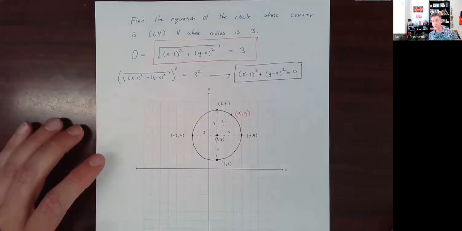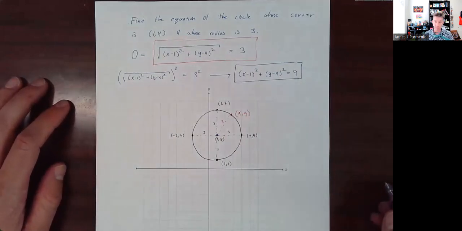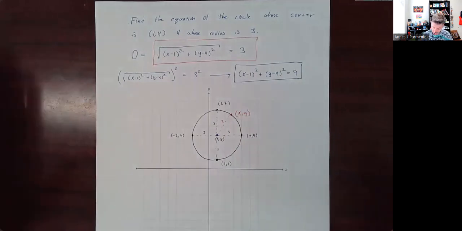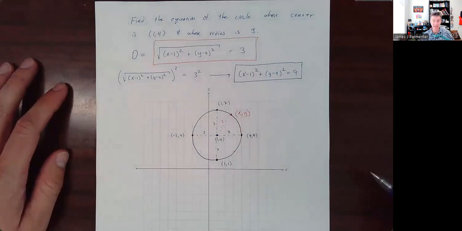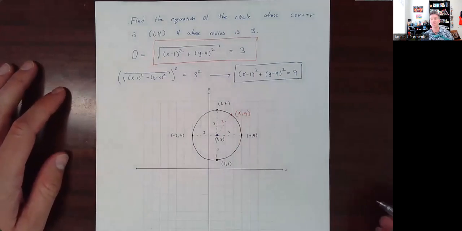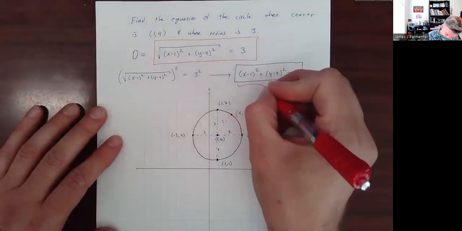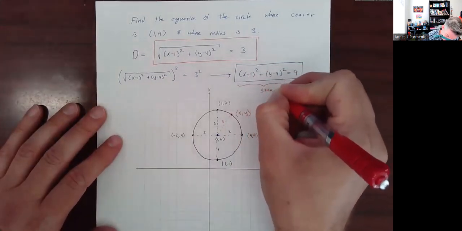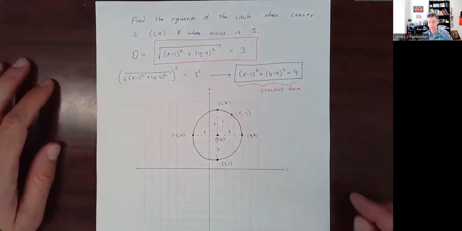And that is the final result. This is the equation of the circle of radius 3 that is centered at the point 1 comma 4. I will point out that we don't do anything else with this. There's no more simplification to do. This is what's called the standard form of the equation of a circle. So let's actually write this in there. This is the standard form, or the standard equation of a circle.